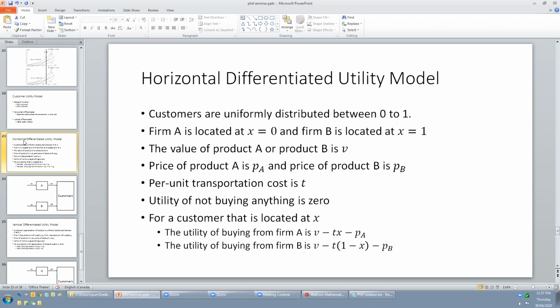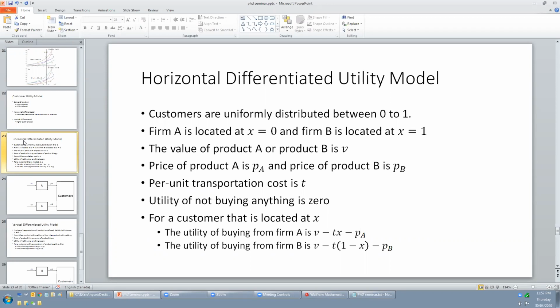So if you live at X equals 0, then the utility for yourself buying from firm A is 100 minus 0 minus 50. You don't have to pay any taxi ride, so the transportation cost is 0. So you get a utility of 50. So 100 minus 0 minus 50 equals 50.